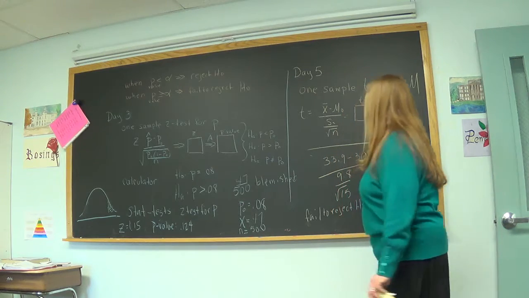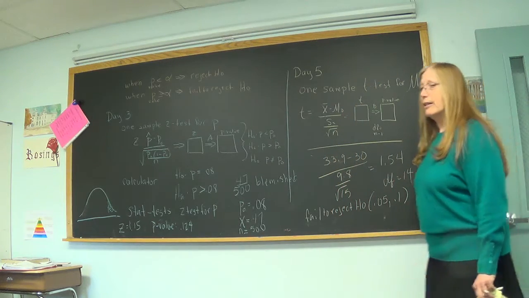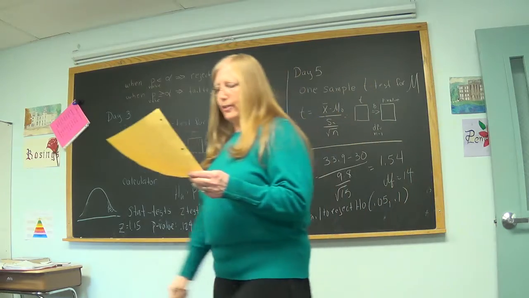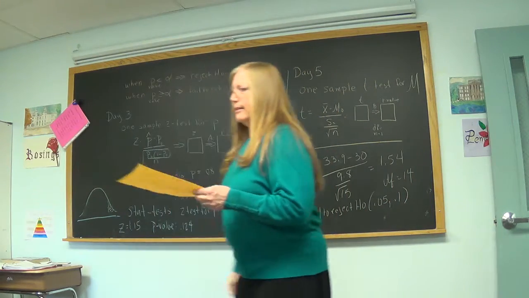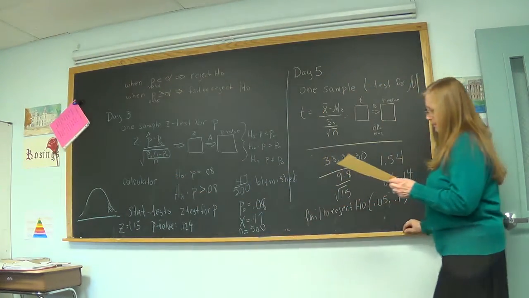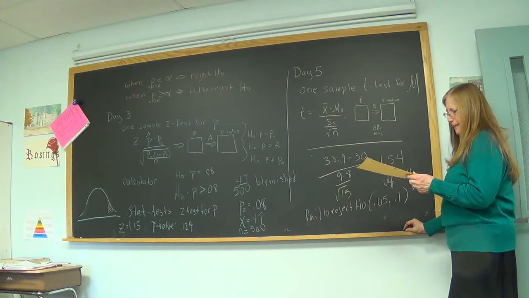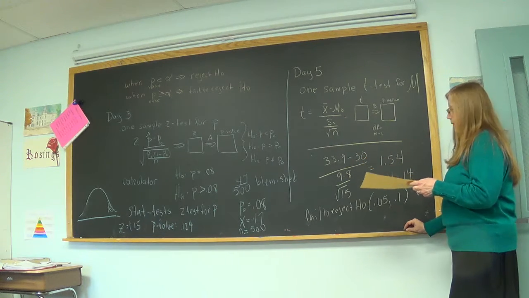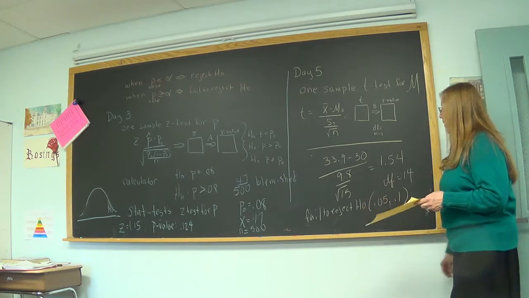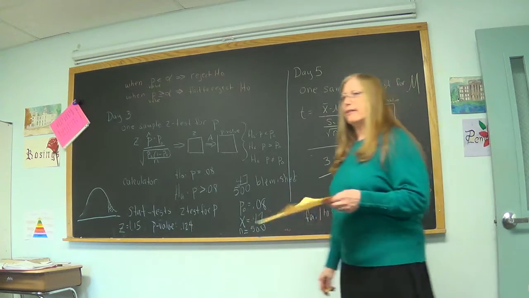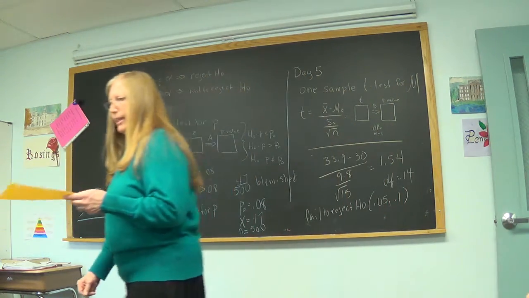So we say there's not enough evidence to say that the batteries last longer. All right? That was that one. So how would you say that? Like how would I write it? Fail to reject H sub O. There's not enough evidence to say that the batteries last longer.